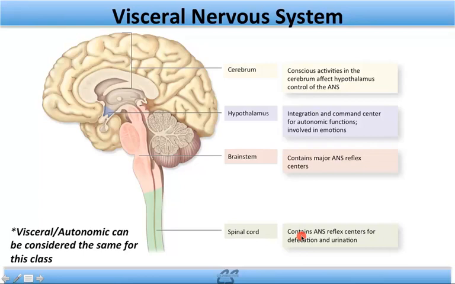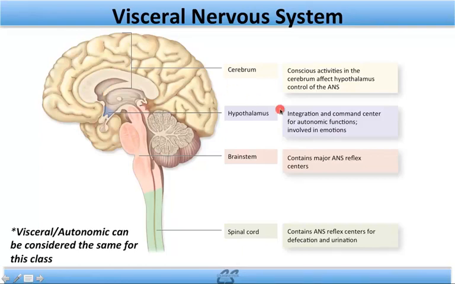But what you'll find is the brainstem and spinal cord are really reflex centers, whereas the cerebrum and hypothalamus really start to affect the overall visceral nervous system on a higher level, because emotions get involved and conscious activities that you're deciding to do get involved as well. So brainstem, spinal cord more reflexive, cerebrum and hypothalamus are higher in the hierarchy itself, so they can affect the reflexes, and oftentimes in weird ways.